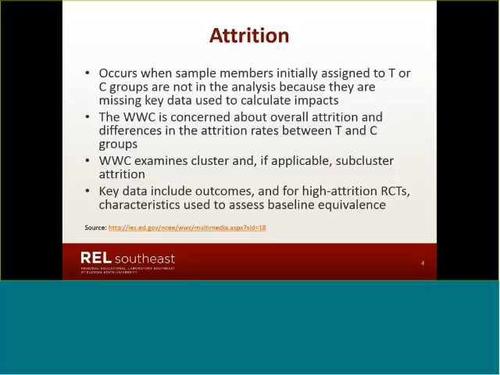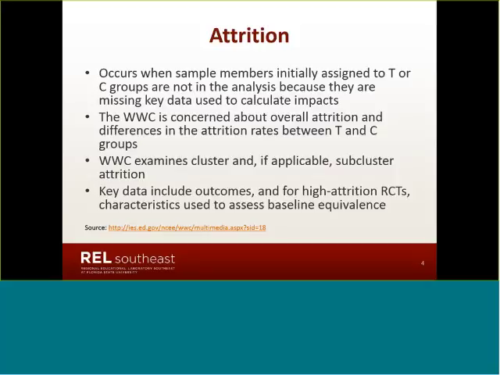So, for a low attrition RCT, the key data are outcomes. If it's a high attrition RCT, then we also need characteristics used to assess baseline equivalence. Because remember, if you're talking about an RCT, you don't have to demonstrate baseline equivalence unless you have high attrition. And when we think about attrition, we often think about individuals who have dropped out of the study, and that's why we can't get the outcome data for them.